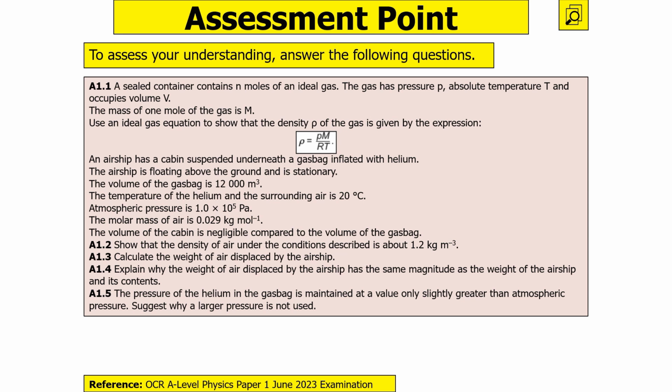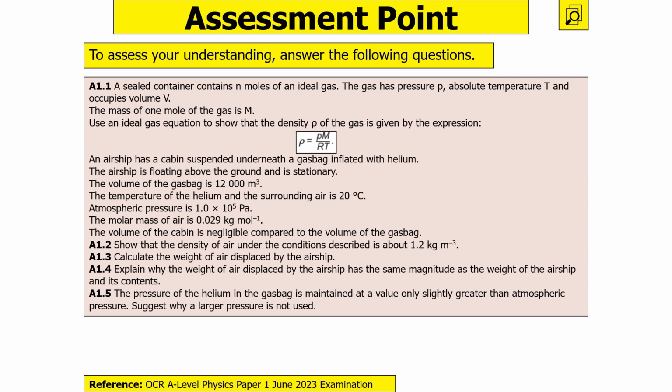Calculate the weight of air displaced by the airship. Explain why the weight of the air displaced by the airship has the same magnitude as the weight of the airship and its contents. And the pressure of helium in the gas bag is maintained at a value only slightly greater than the atmospheric pressure. Suggest why a larger pressure is not used.